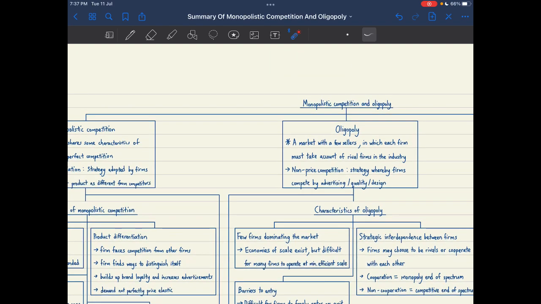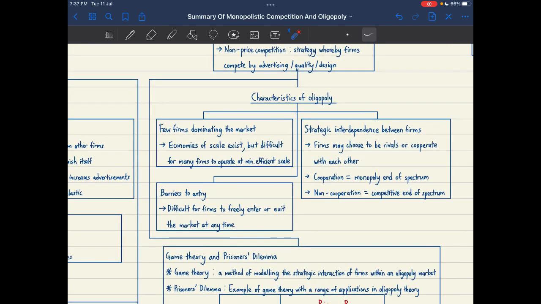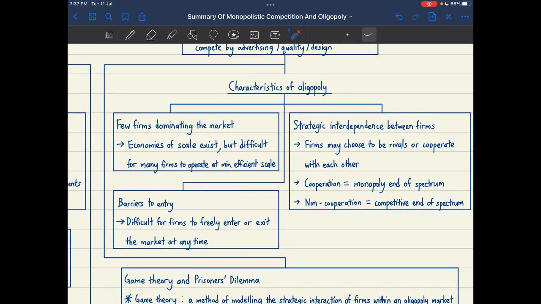All right. So a characteristic of an oligopoly would basically be that there are a few firms dominating the market. Economies of scale still exist, but it's difficult for many firms to operate at the minimum efficient scale. So there's only a few firms. If there are many firms, it's impossible to operate at the minimum efficient scale.